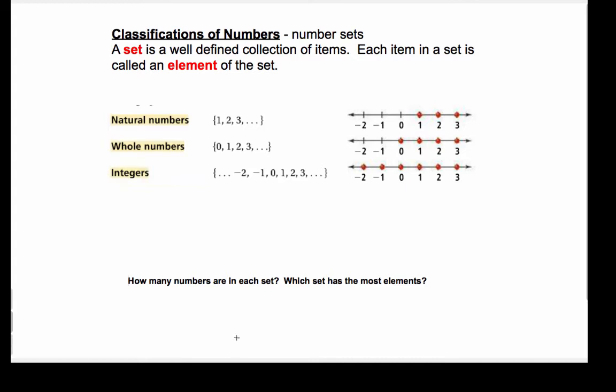So a couple questions about this. How many items are in each set? These 3 dots here, which is called the ellipsis, tell us that this set goes on forever. The integers actually goes on forever in 2 directions, in the positive direction and the negative direction. So there are an infinite amount of numbers in each set.